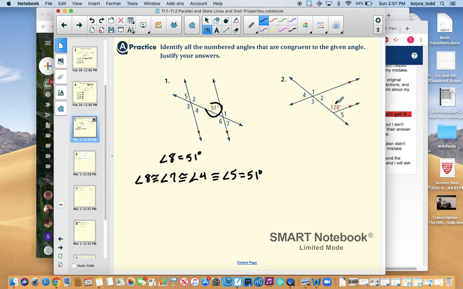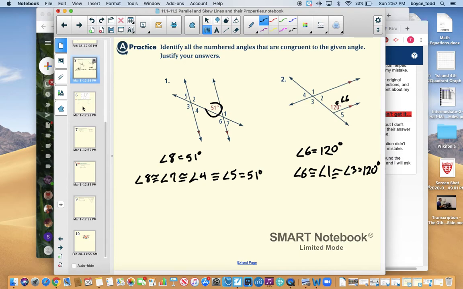Number 2, let's call this angle 6, and we know that that's equal to 120. So we have to find the other ones that are also congruent. Corresponding angles we know are congruent, so angle 6 is congruent to angle 1. And again, opposite angles are congruent, so that's congruent also to angle 3, and those all equal 120 degrees. Should be pretty simple to see. You just want to find all the angles in that diagram that correspond with that.